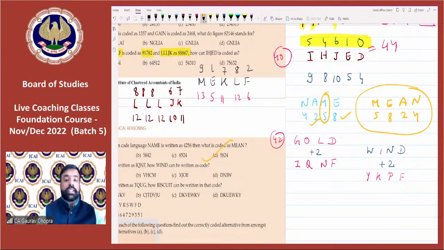Barkatullah is asking, sir, do questions come from the ICI module only? See, the pattern is the same, but the question numbers and question figures can be changed.